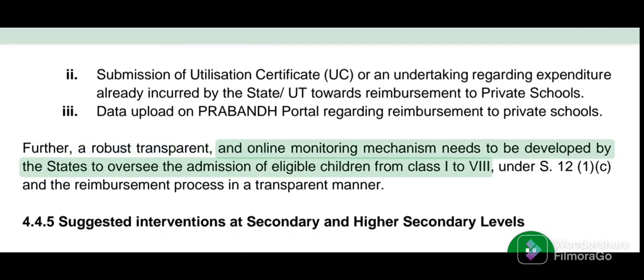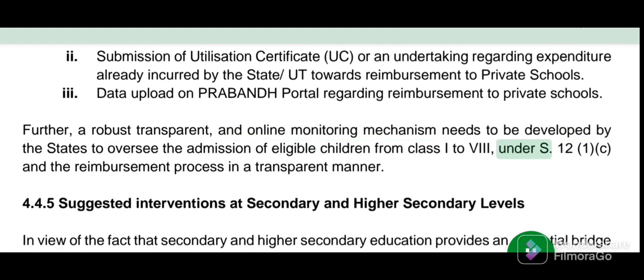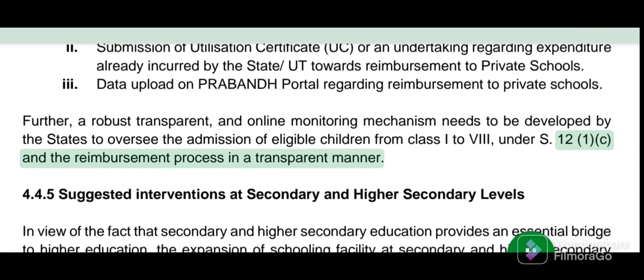Further, a robust, transparent, and online monitoring mechanism needs to be developed by the states to oversee the admission of eligible children from class 1 to 8, under Section 12(1)(c) and the reimbursement process in a transparent manner.